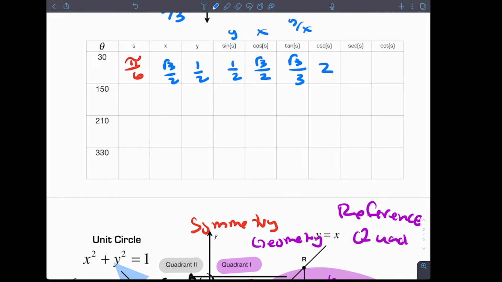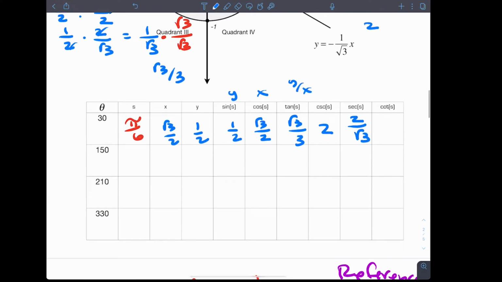What about secant? What's that the reciprocal of? Cosine, isn't that 2 over the square root of 3? Is that right? What do I do with this? How do you do that? You multiply top and bottom by what? Square root of 3 over square root of 3, and what does that give you? 2 square root of 3 over 3. And there you go.